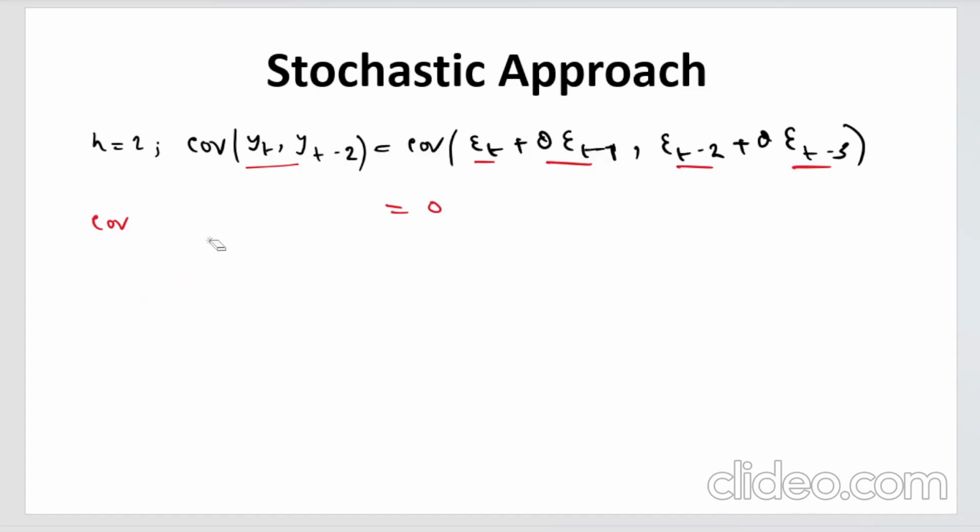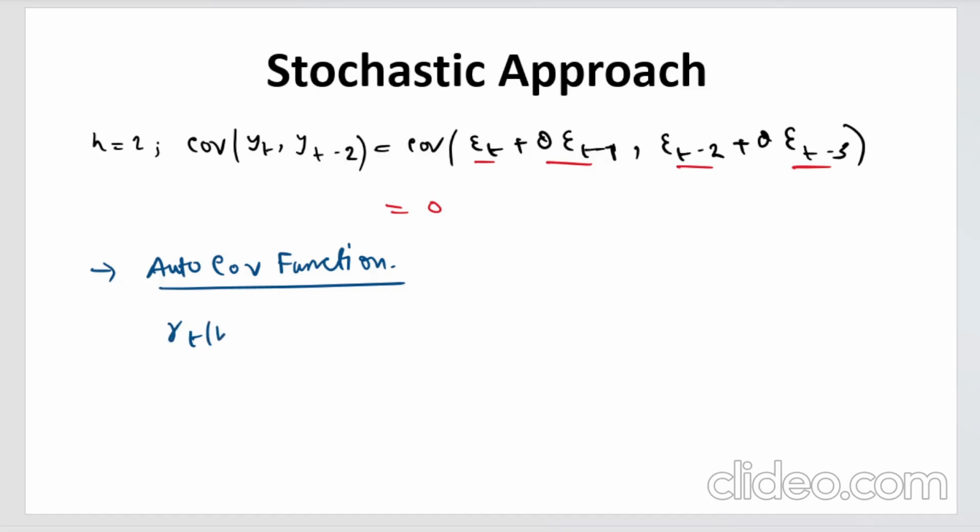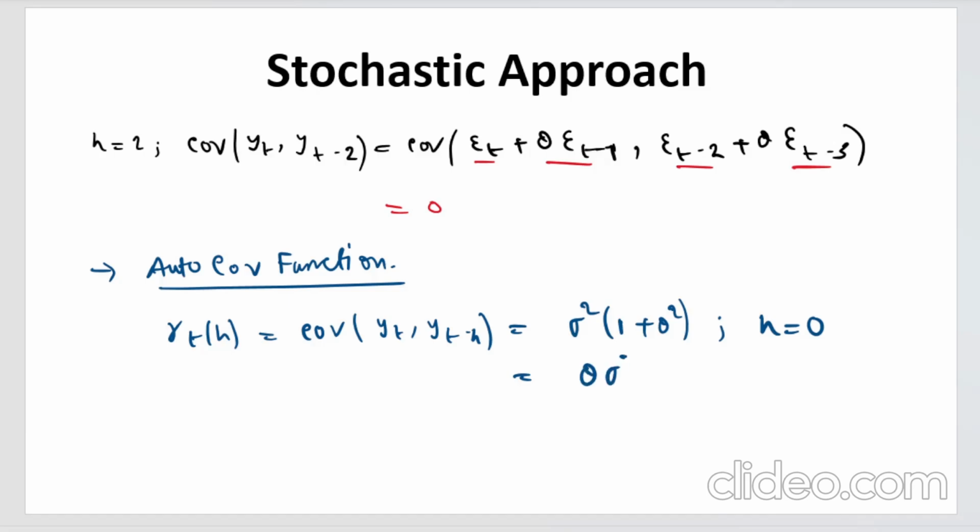Let me remove this. What will be the autocovariance function for this expression? So you can write gamma of h equals covariance of yt, yt minus h is sigma square times 1 plus theta square whenever h is equal to 0, and it is simply theta sigma square whenever h is either 1 or minus 1. Why minus 1?